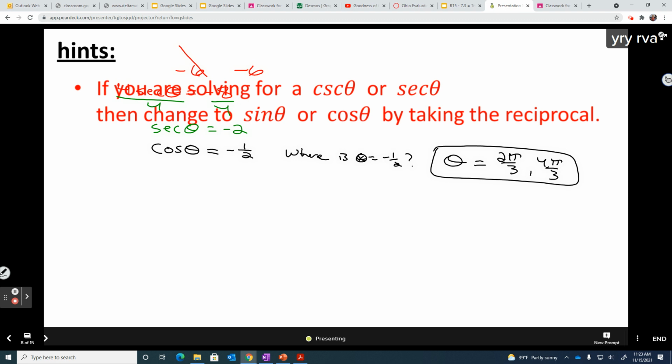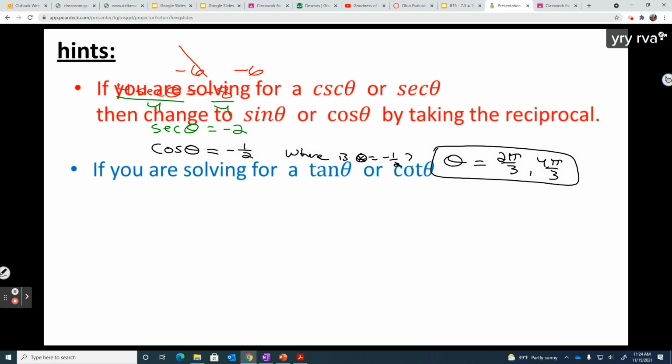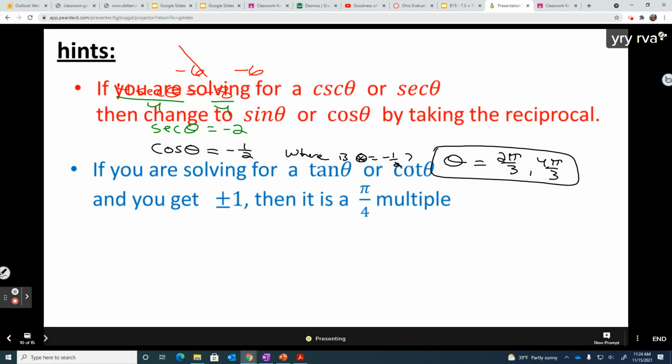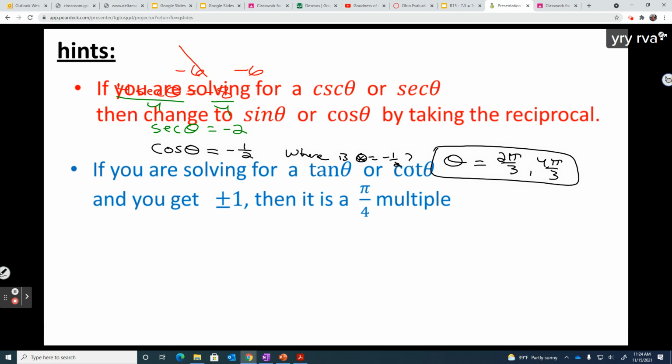All right, our second hint is actually one we already did. There's a couple for solving the tans and cotans. Those are generally going to be the hardest, tangent and cotangents. So if you're solving for a tangent or cotangent, and you get a 1 or negative 1, like we did, it's always going to be a pi over 4 multiple. So it's going to be like pi over 4, 3 pi over 4, 5 pi over 4, 7 pi over 4. So if we ever get plus and minus 1 with a tan or cotan, we know it's got to be this radical 2 over 2s over radical 2 over 2s, which means a pi over 4 multiple. So just some hints again. If you don't want to write them down, that's fine.